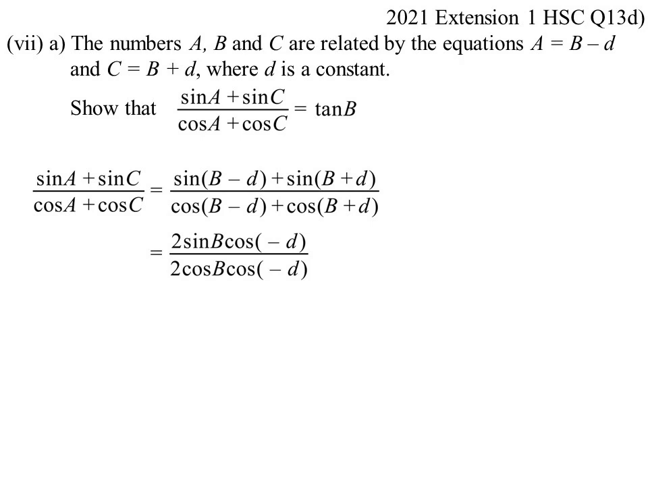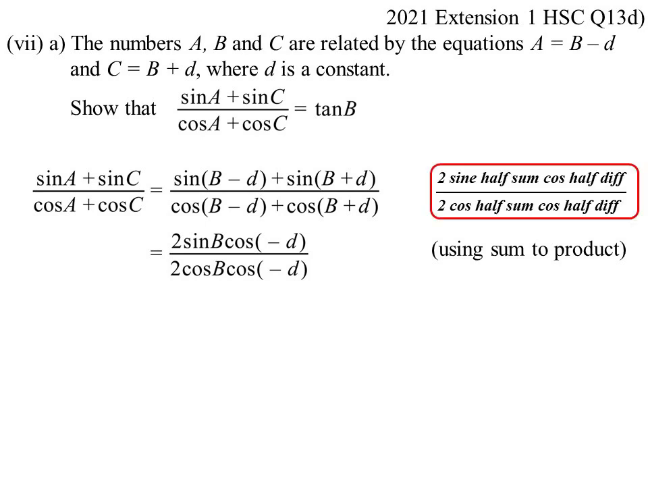And because it's a show that question, and it looks like I've just jumped to this, I've put that explanation down. So this is where I got it from. I haven't just pulled it out of thin air. It's the sum to product. Remember, the top of the fraction, sine plus sine, 2 sine half sum cos half diff. The bottom of the fraction becomes 2 cos half sum cos half diff.